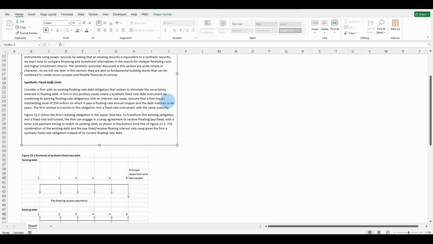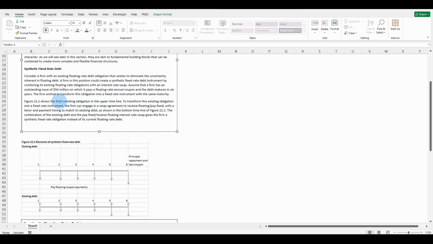Assume that a firm has an outstanding issue of $50 million, on which it pays a floating rate annual coupon, and the debt matures in 6 years. The firm wishes to transform this obligation into a fixed rate instrument with the same maturity. Figure 22.2 shows the firm's existing obligation in the upper timeline.